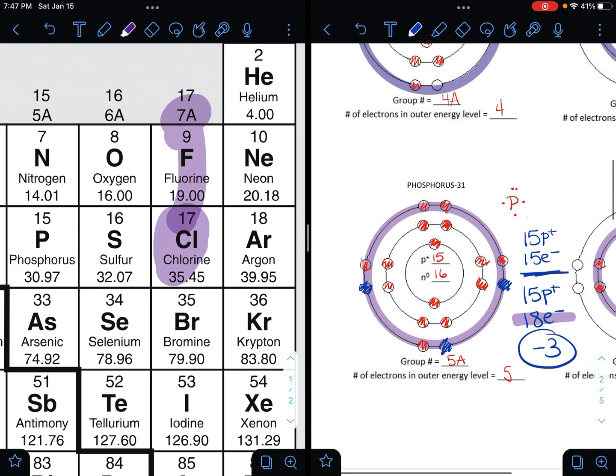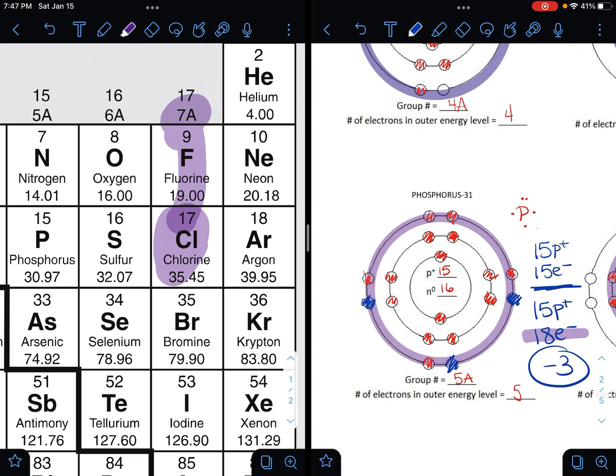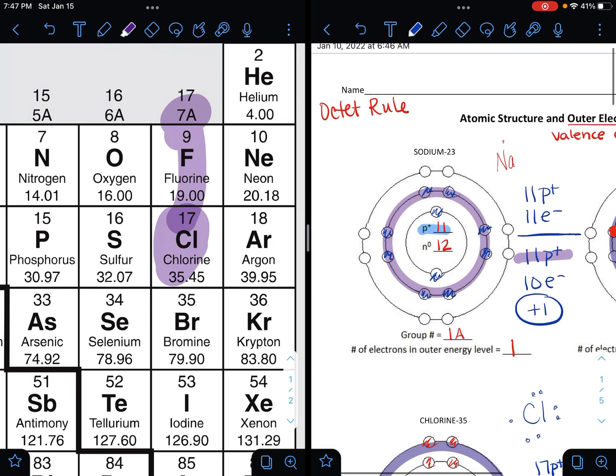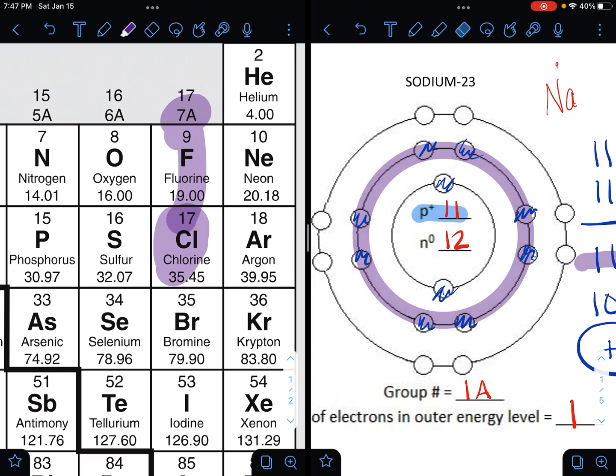So instead of drawing these big diagrams every time, as long as we understand that when, for example, sodium lost an electron, so let's go back to where we were here, this is what we originally had.